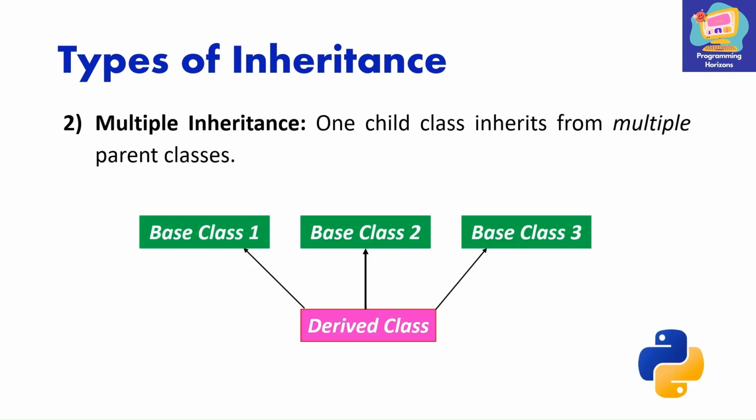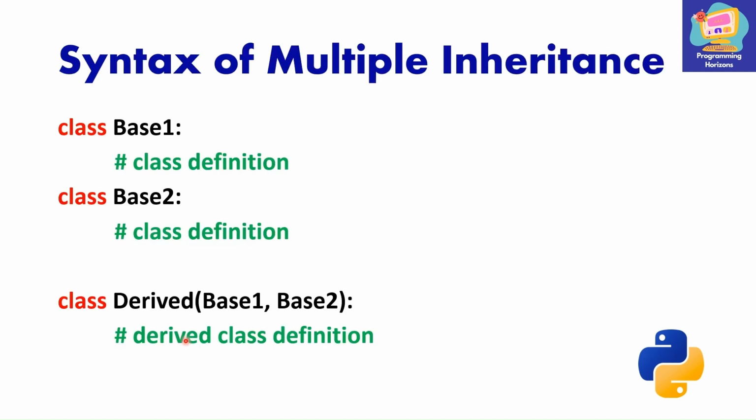The second type of inheritance is multiple inheritance, where one child class inherits from multiple base classes, as shown. So here is the syntax of multiple inheritance. While deriving a new class, you have to mention all the base classes from which this class is inheriting by separating the names of base classes by a comma.